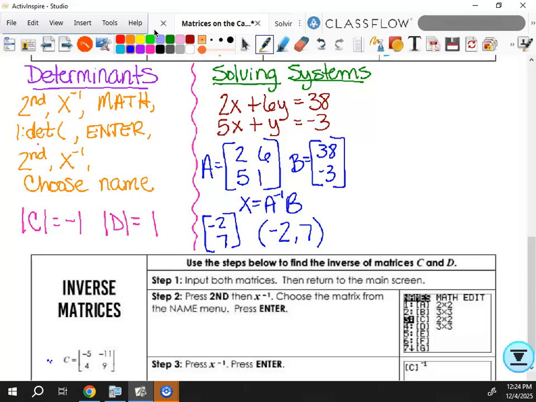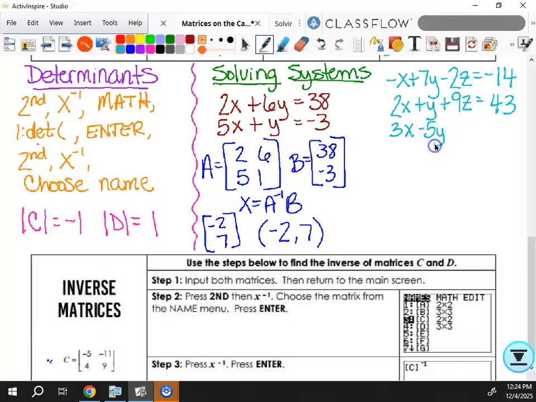All right, I'm gonna give you another system. This time a 3 by 3. So negative x plus 7y minus 2z equals negative 14. 2x plus y plus 9z equals 43. 3x minus 5y plus 2z equals 2. Okay. So this time we have a 3 by 3, 3 variables, 3 equations, and we didn't do this with Cramer's rule, but y'all remember doing this by hand? And you had to solve for one and substitute and do all that stuff, and that takes a hot minute if you're doing it by hand for sure.